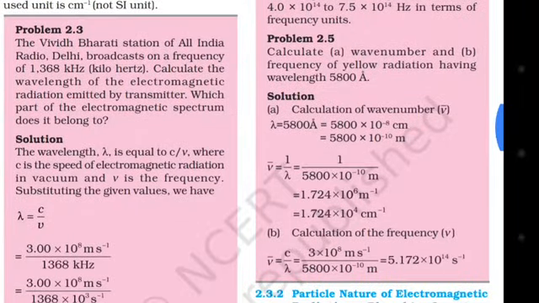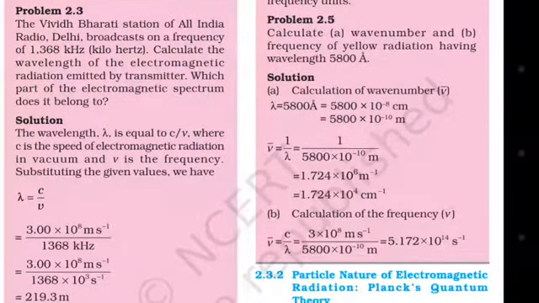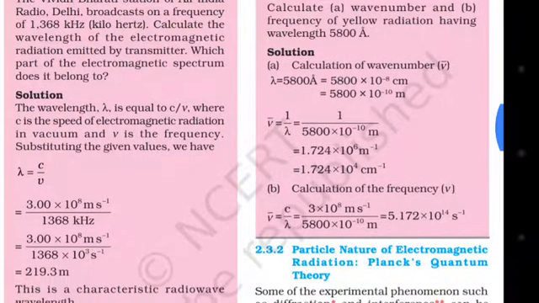Problem 2.3. The Vivid Bharati station of All India Radio Delhi broadcasts on a frequency of 1368 kilohertz. Calculate the wavelength of electromagnetic radiation emitted by the transmitter. Which part of the electromagnetic spectrum does it belong to?